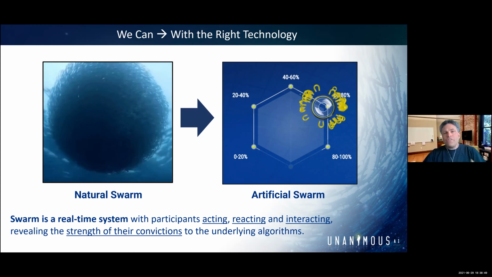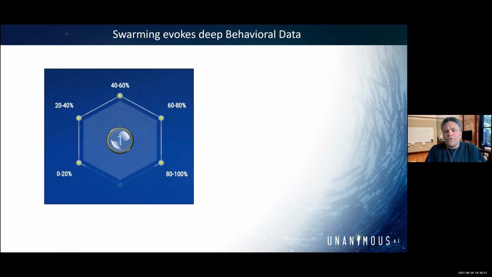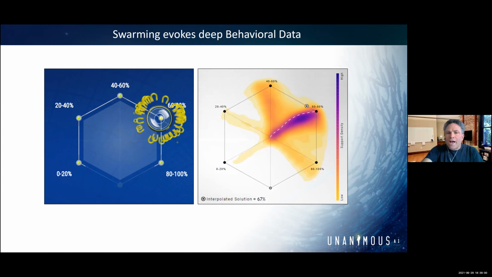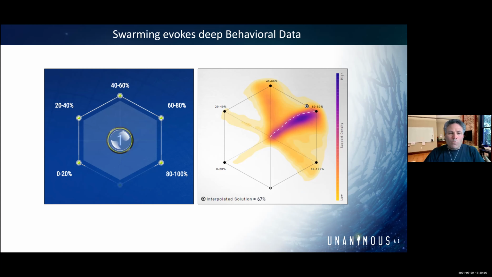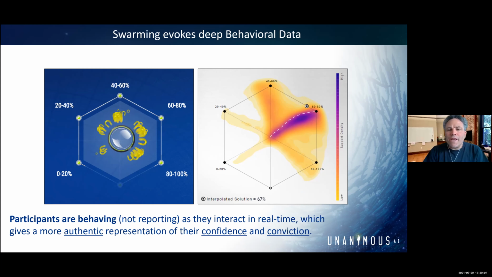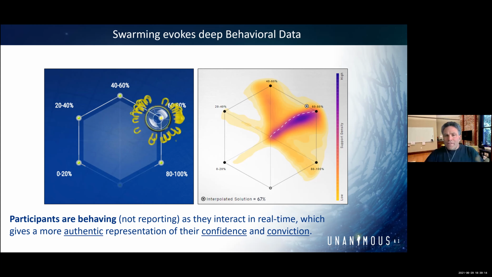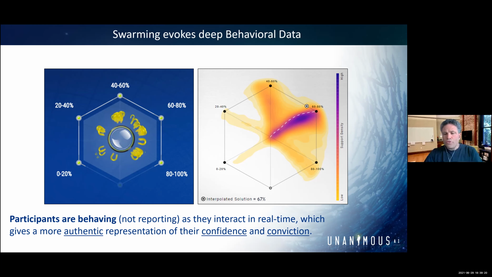And a key thing is that swarming evokes deep behavioral data. We're not asking people to just give us an opinion and estimate their level of conviction. We're just asking people to behave. And so the algorithms see this cloud of behavior, and what we get by having people behave and interact in real time is a more authentic representation of their confidence and conviction. And then the algorithms have been trained to identify what those behaviors mean and control the direction of the swarm itself.